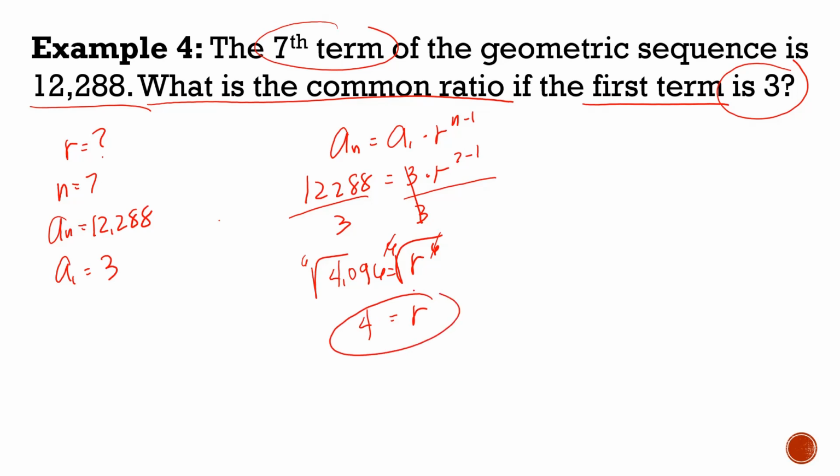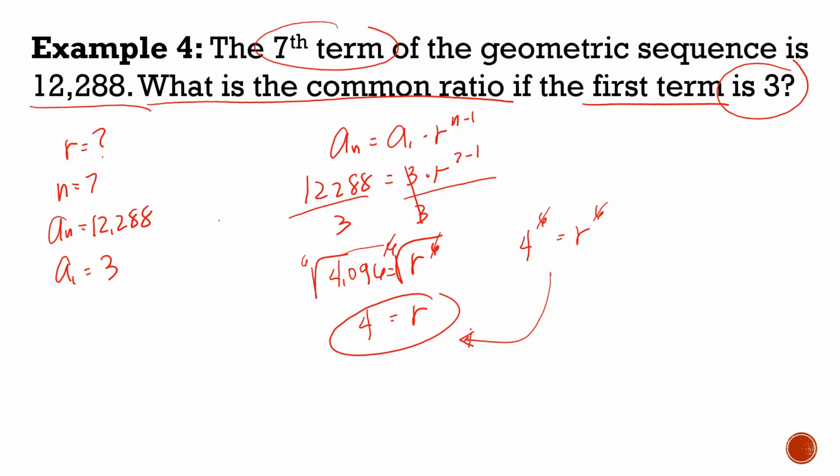Another option here is to express that 4,096 in exponential form, and the exponent should be 6. So we can express that as 4 raised to 6 equals r raised to 6, and then we will just disregard 6, and we will still be having the same answer, which is r equals 4.